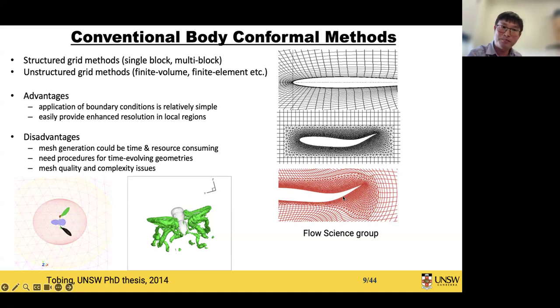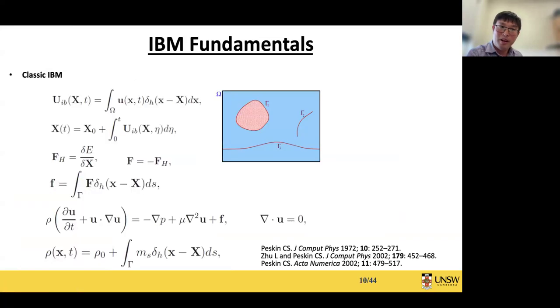Because our focus is on the immersed boundary method, here I would like to introduce a bit of the fundamentals of this method. The basic idea is to introduce a body force into the Navier-Stokes equation to implement the boundary condition. Normally, when we say boundary condition here, we mean the no-slip boundary condition.